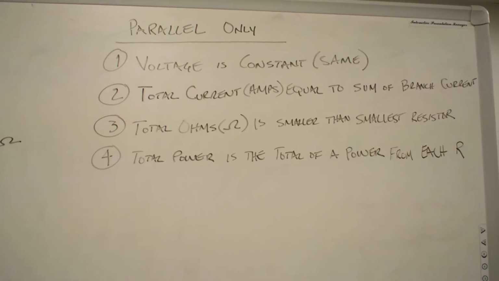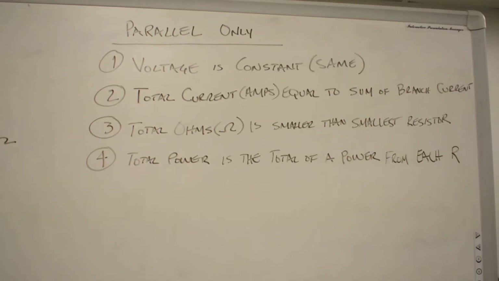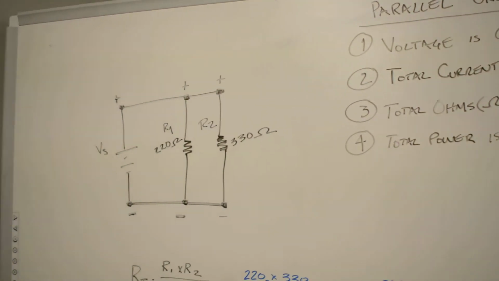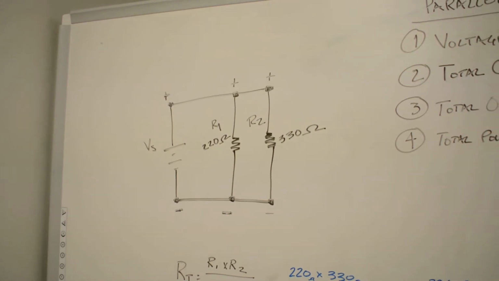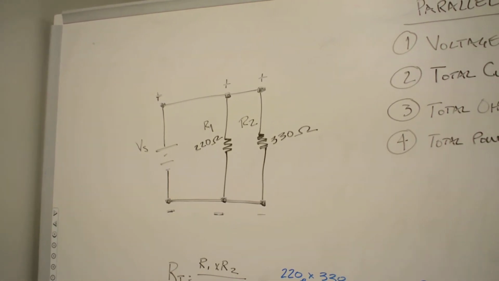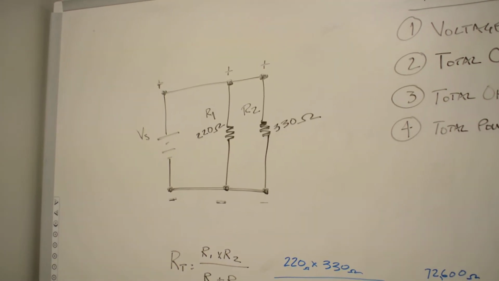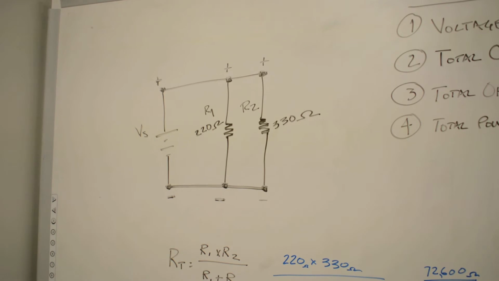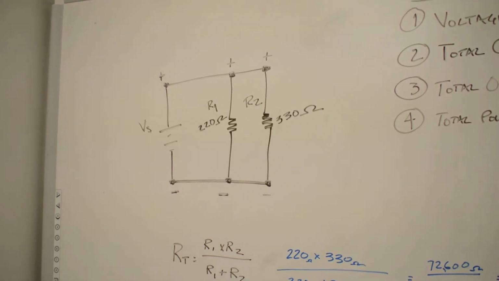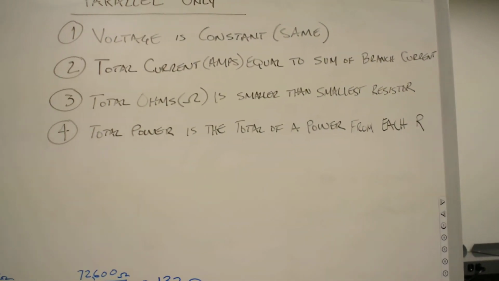One is voltage is constant, or voltage is the same. In other words, in this case, when I'm looking at this scenario, source voltage is going to be across R1 and R2 simultaneously. So if source voltage is 1 volt, then the voltage on R1 is 1, and the voltage on R2 is 1, and the total voltage is 1. So there is only 1 voltage in that circuit.